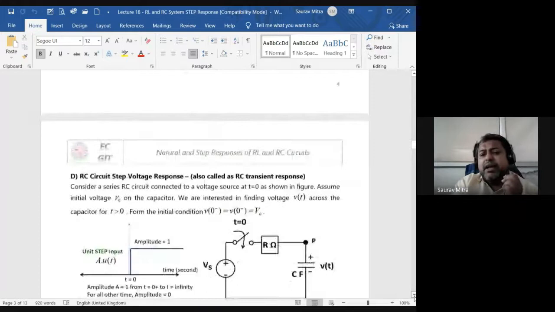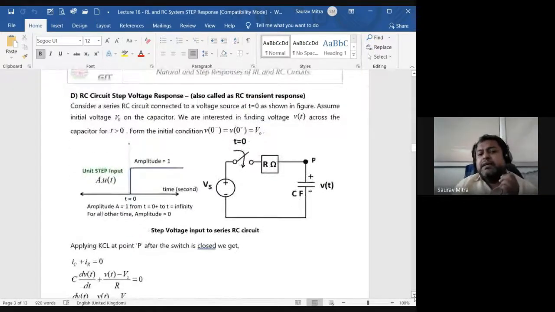Now let us see what happens for the RC circuit step voltage response. The same step input is given to the RC circuit. At t equal to 0 minus, the circuit is not connected. Now I am connecting the supply to the circuit at t equal to 0, and the voltage starts building up at t equal to 0 plus.